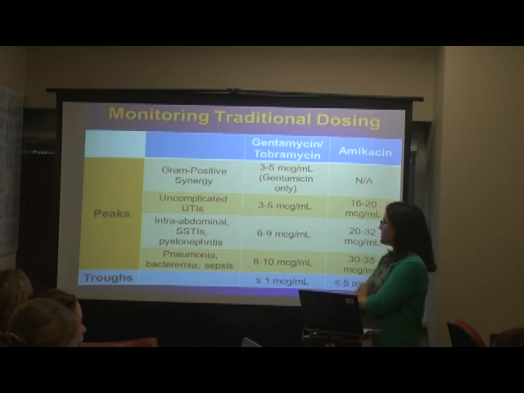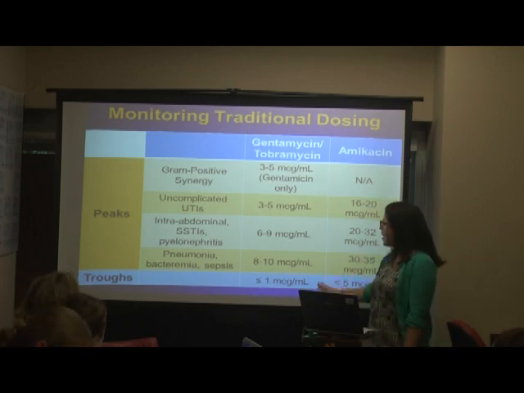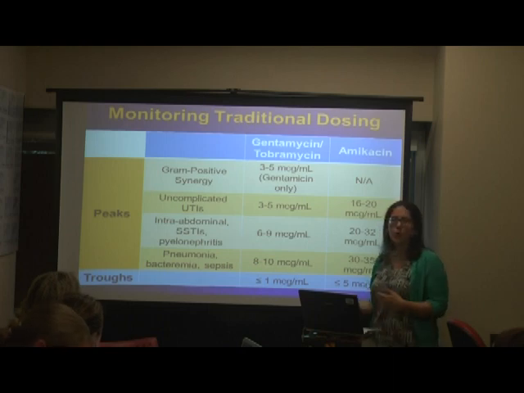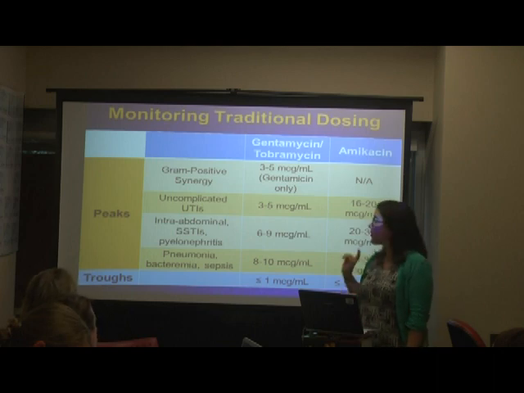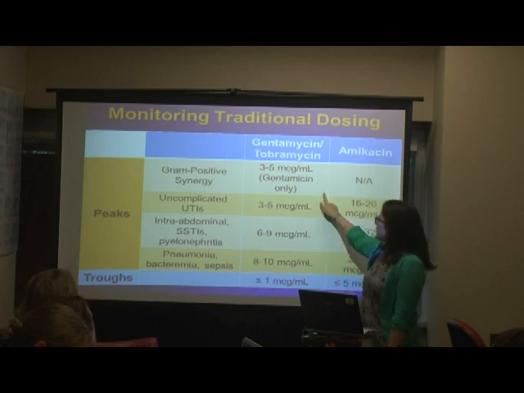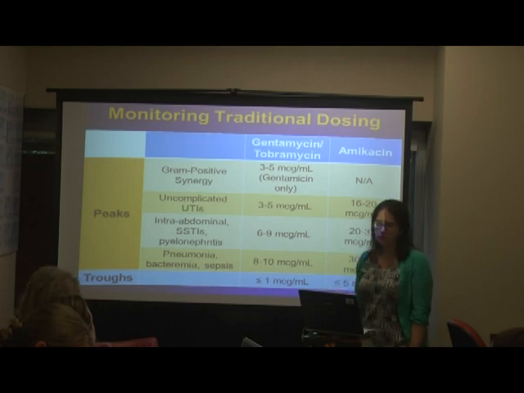So here again is our goal peaks and our troughs. So for gentamicin and tobramycin, our goal trough is 1 or less. And then for amikacin, we have 5 or less. And for gram-positive synergy, gentamicin is really what's been studied, so that should be the only agent used for gram-positive synergy.